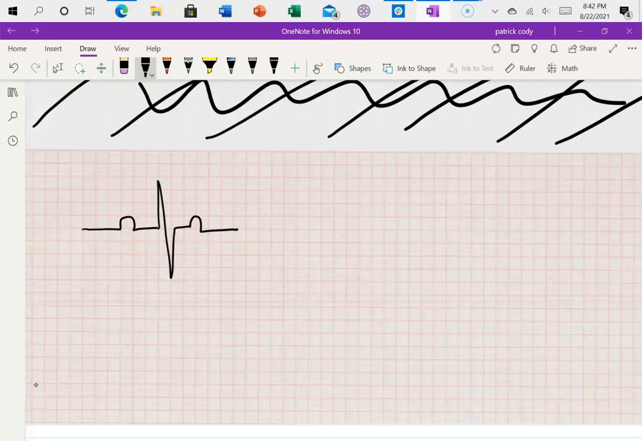So here is a QRS complex. Remember, this is the P, and this is the PR interval right here. This is the QRS complex itself. This is the ST segment, and this is the T wave. And then this right here and this right here, remember those represent the isoelectric line where there's no electrical activity.